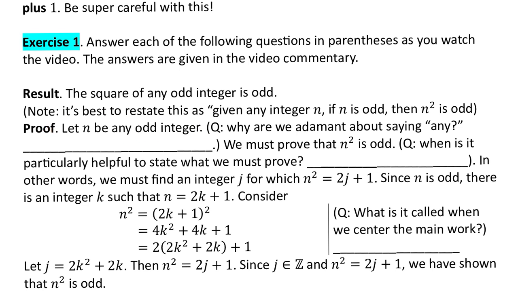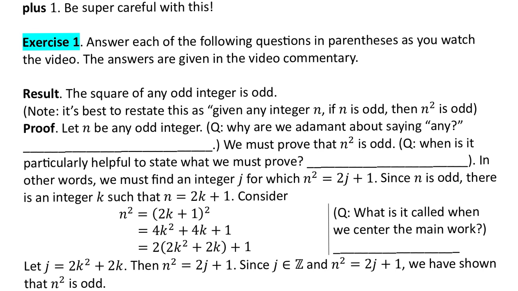Now, what are we trying to prove? We're trying to prove that n squared is odd. So it's helpful to say what we have to prove. We must prove that n squared is odd. Let n be any odd integer. We must prove that n squared is odd. The reason this is particularly helpful to do is when we get stuck. So in this little second box, when we're stuck, that's why we're often going to say, what is it that we have to prove?